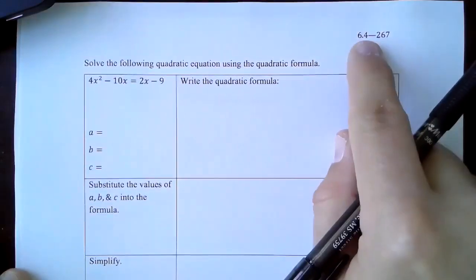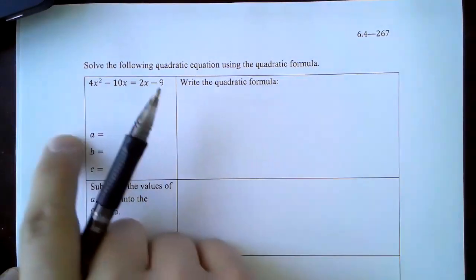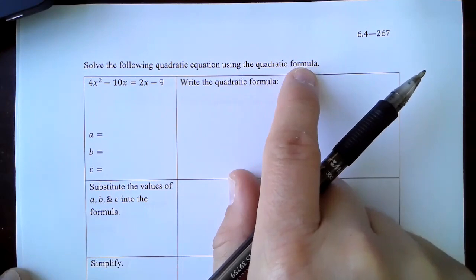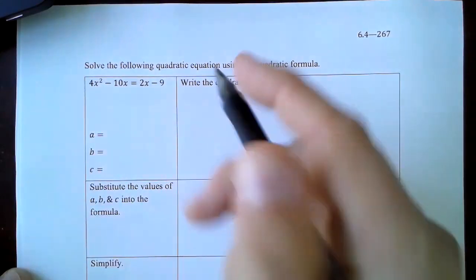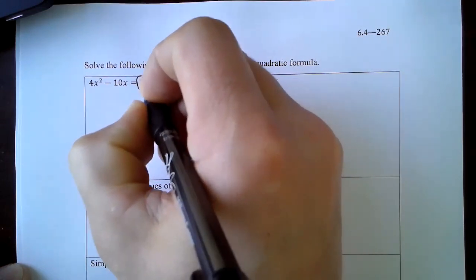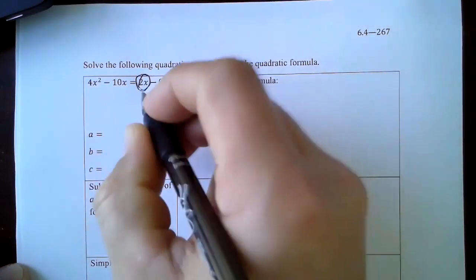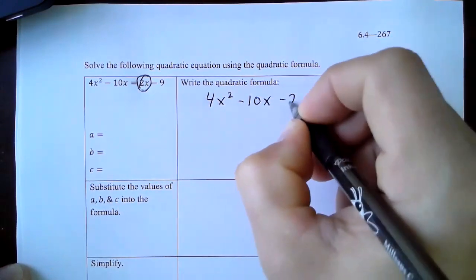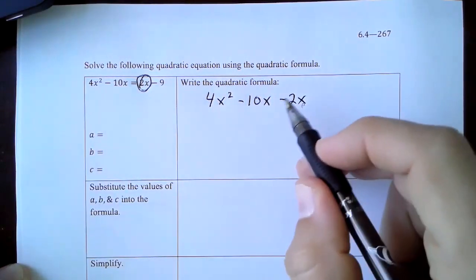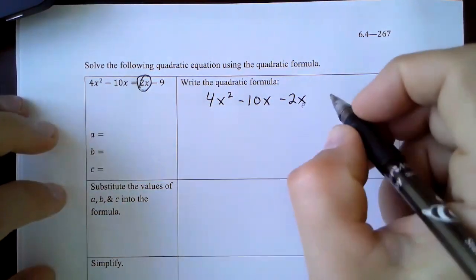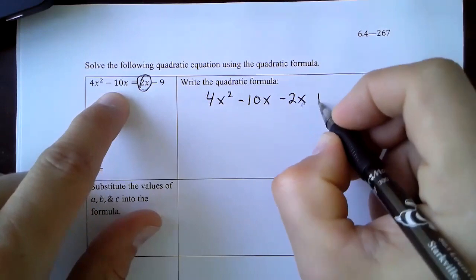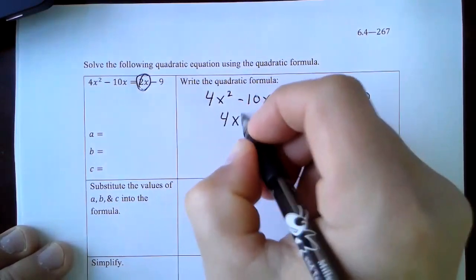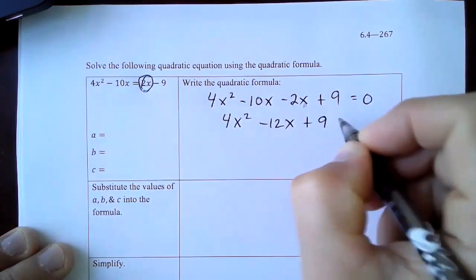Let's go over this page here, 6.4, 267. We're going to solve the following quadratic equation using the quadratic formula. It's as easy as it can possibly be. All you have to do is move things over from one side to the other to organize them. So we're going to combine like terms here by moving that 2x over, and it's going to become negative 2x on the other side. And that minus 9 is going to become positive 9 on this side over here. Okay. Now we've got to combine like terms, and we've got negative 12x plus 9 equals 0.